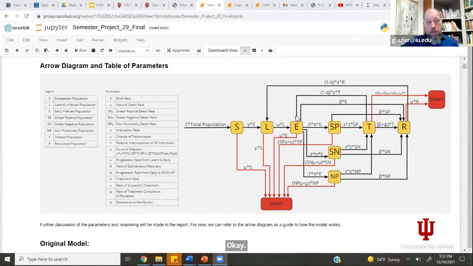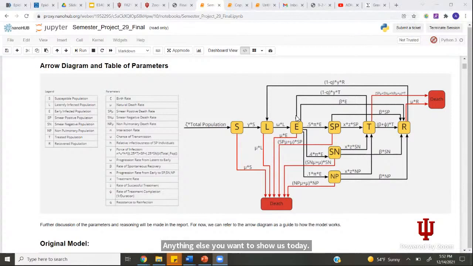Anything else you want to show us today? Yeah, that's all I have right now. I was trying to make a nice flow chart that could show a better difference between the model I'm building off of, his, and the original one, but I'm not that fluent with flow chart making, so it's a work in progress. Thank you.